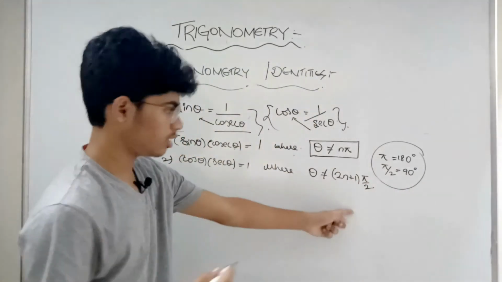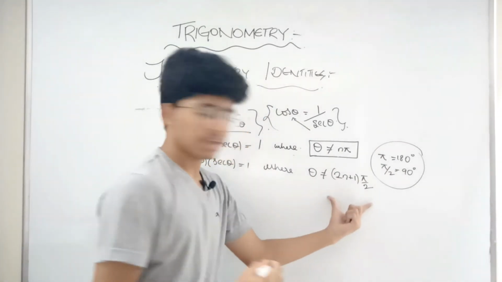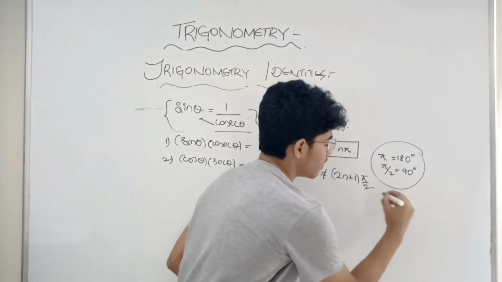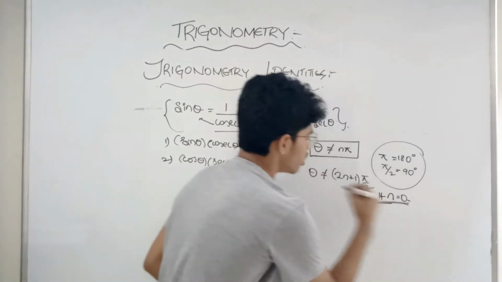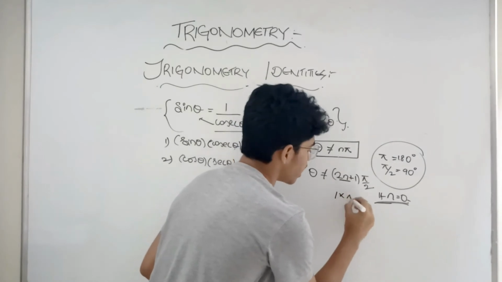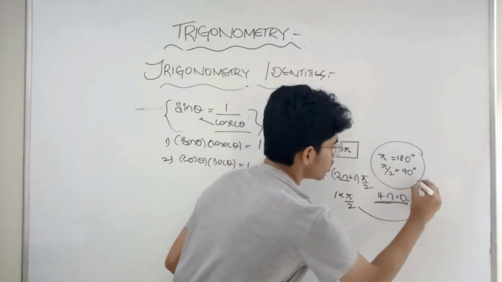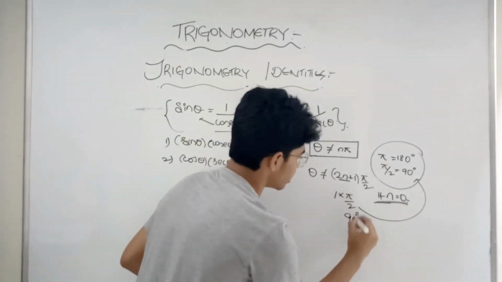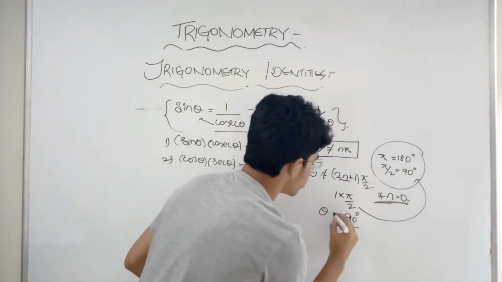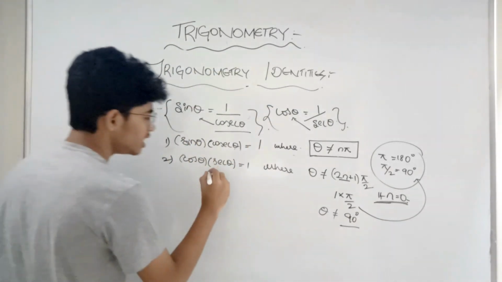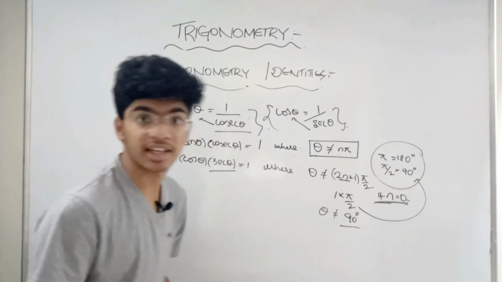So what does this mean? Let's crack it. First suppose we take n equal to 0. So 2 into 0 is 0, plus 1, into pi by 2. We know pi by 2 is 90 degrees, right? So theta should not be equal to 90 degrees. Why should theta not be equal to 90 degrees? Because secant 90 is not defined.